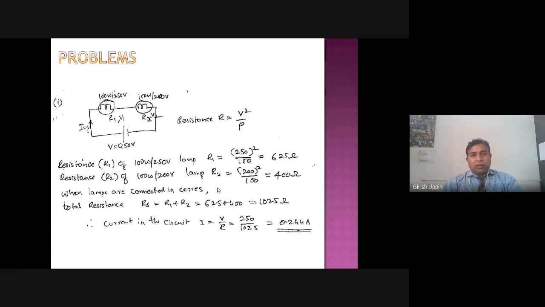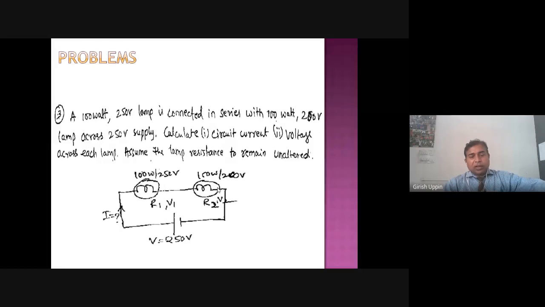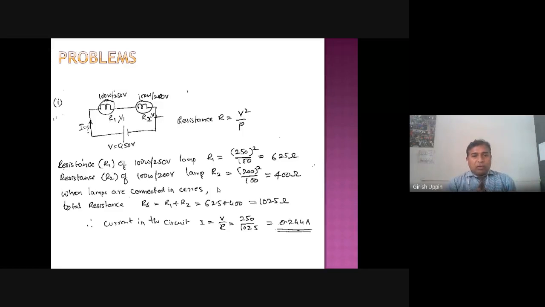Even though the answer is on the screen, please try to work it out. Those who are not able to understand, just take a look here, while others calculate just the current on your own. Even though the answer is here, try to calculate and then try to match. This is the rating given for lamp one, 100 watt and 250 volt. The second one is 100 watt and 200 volt. Using these specifications, we calculate the resistances.